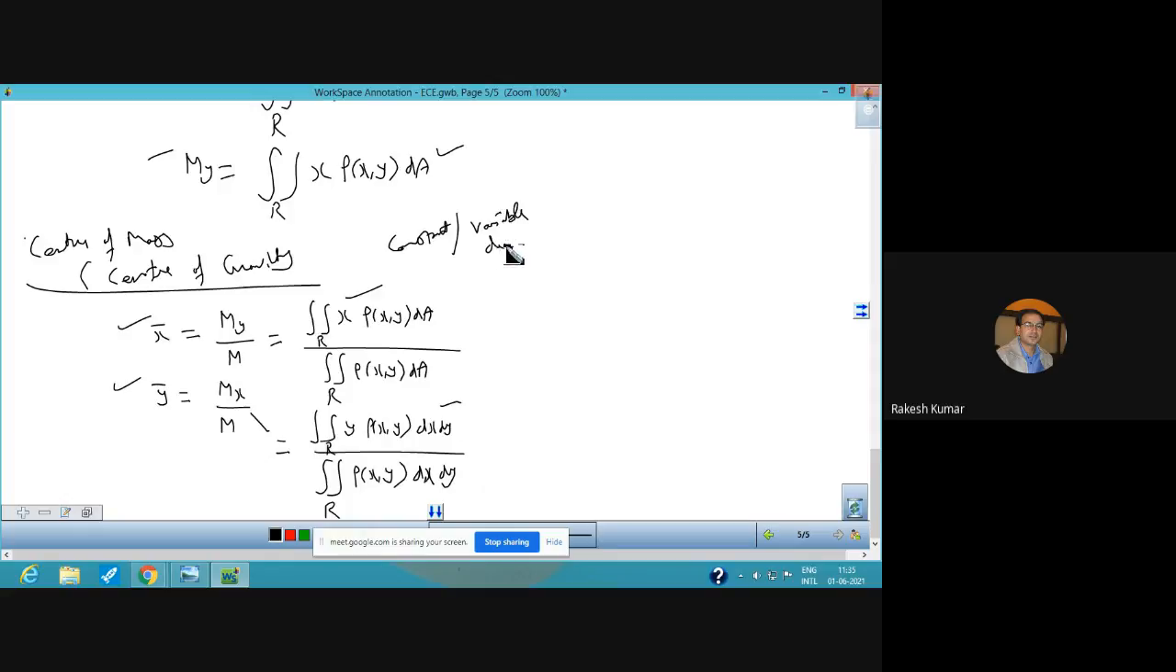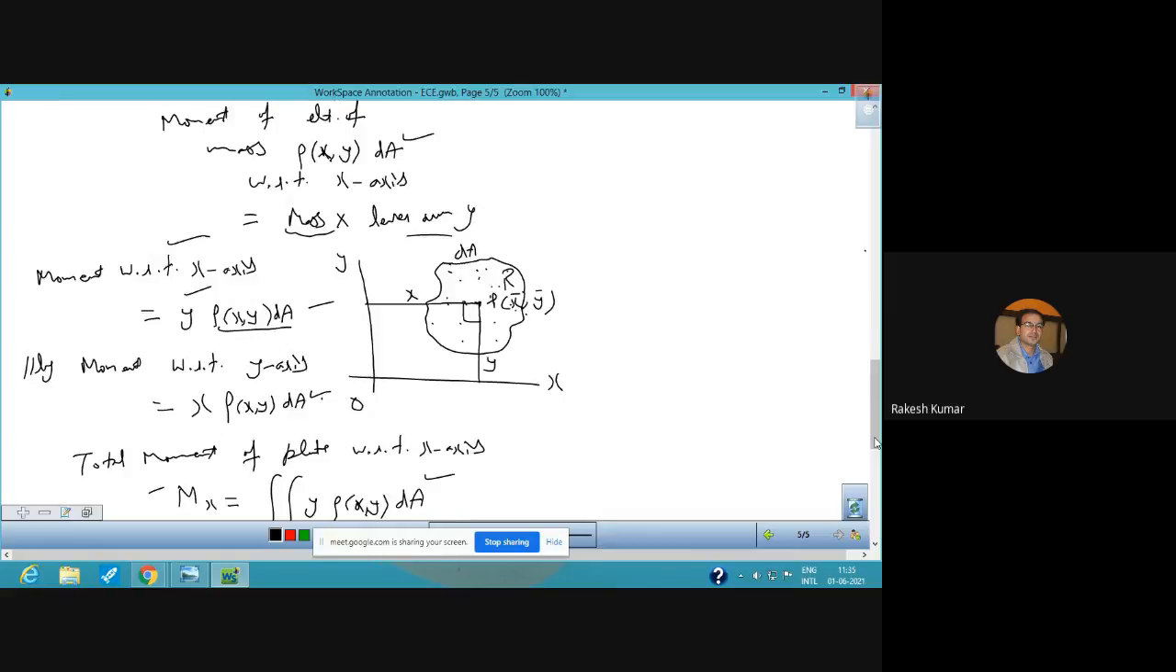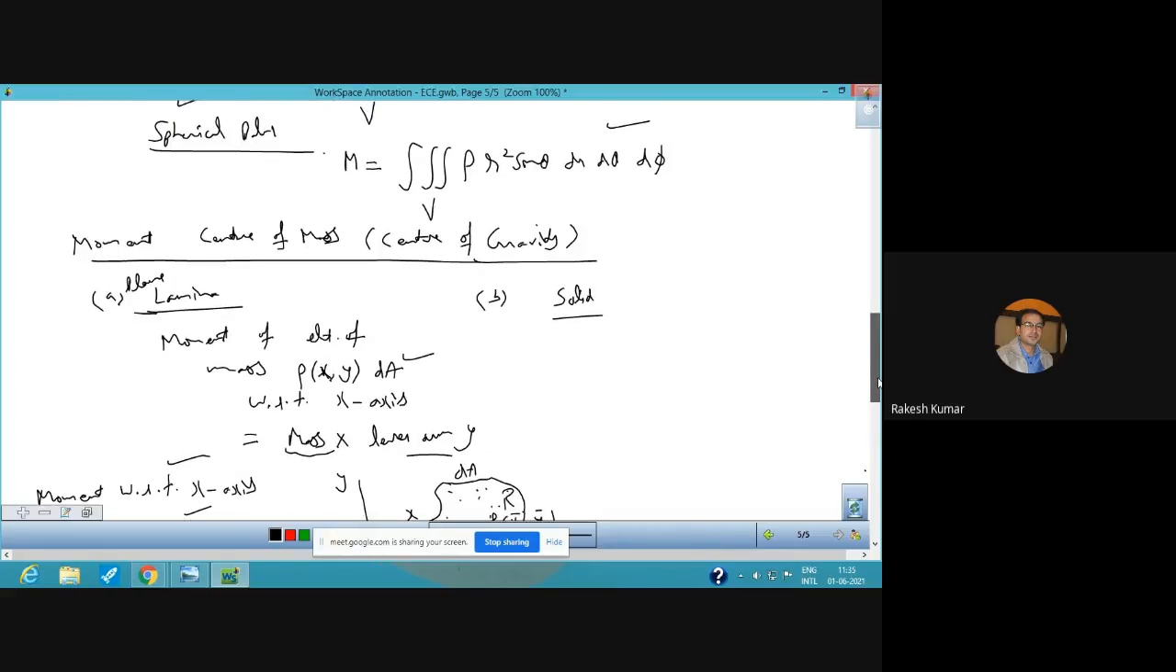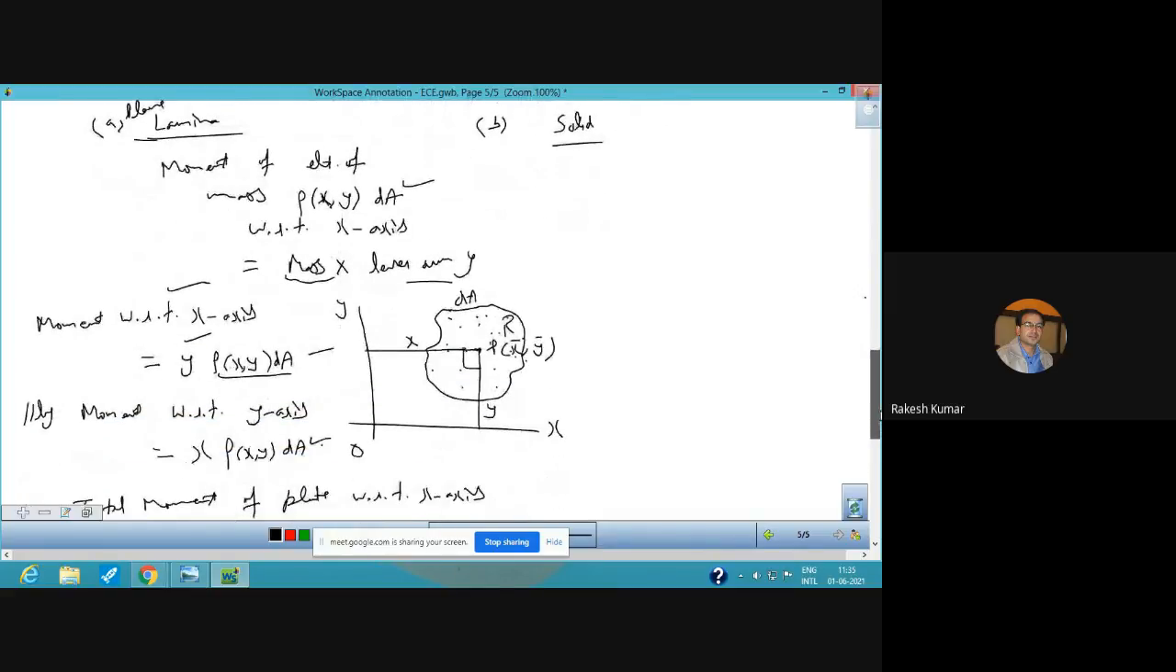So variable density means it will be a function of variables x and y. And if it is a constant, it can be taken as 1. So this is the formula for a plane lamina. Similarly, we have the formula for a solid.